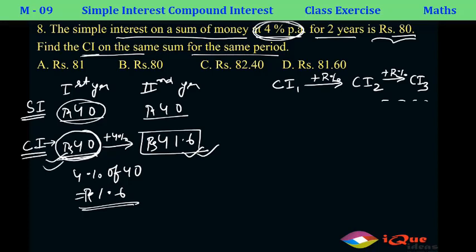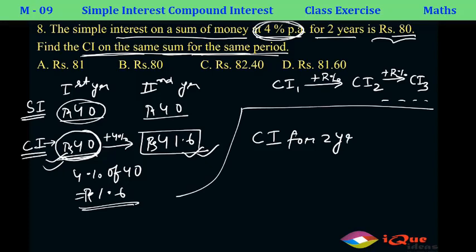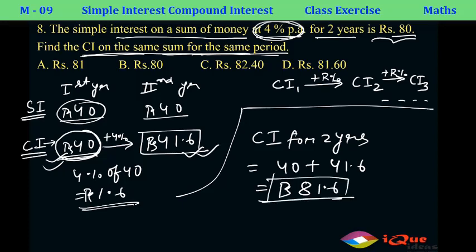The question is asking CI on the same sum for the same period. So this required compound interest for 2 years in this case, because the period is 2 years, it is equal to 40 plus 41.6, which is 81.6 rupees. So this was a very beautiful question, right? That is answer is D option. The other method is you can calculate principal amount and then you can do the whole calculation. That will obviously be a little longer. So we don't need to do that. We can directly do it from here.